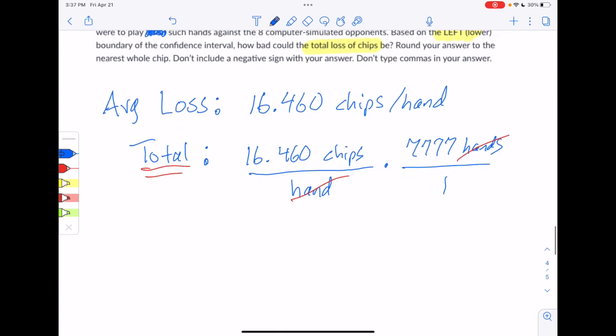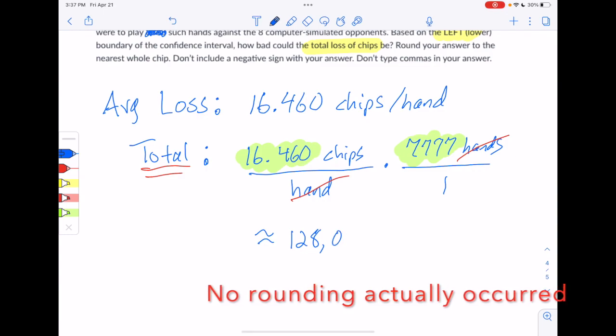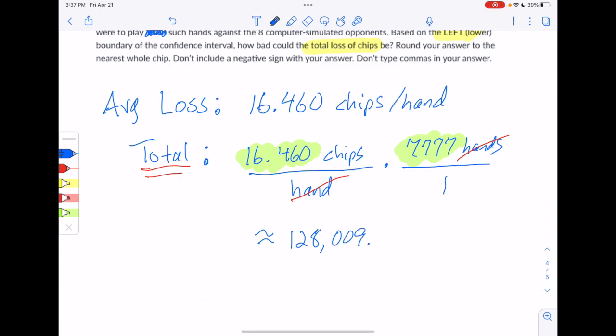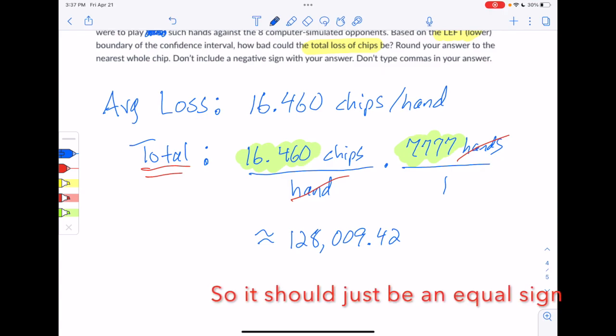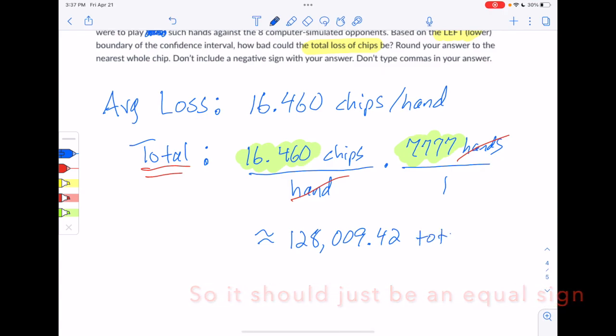So if you go to the calculator and just multiply, and it's just two numbers, so you just multiply this decimal number times this whole number. If you do that, you end up with approximately 128,009.42. And that would be total chips lost. Total chips lost after the 7,777 hands if the real mean ended up being the left-hand boundary of our interval.